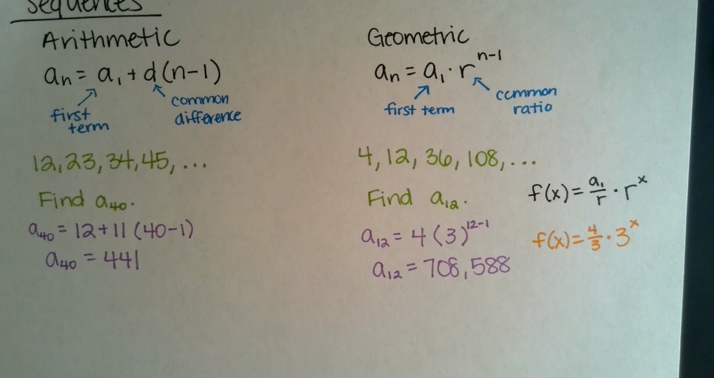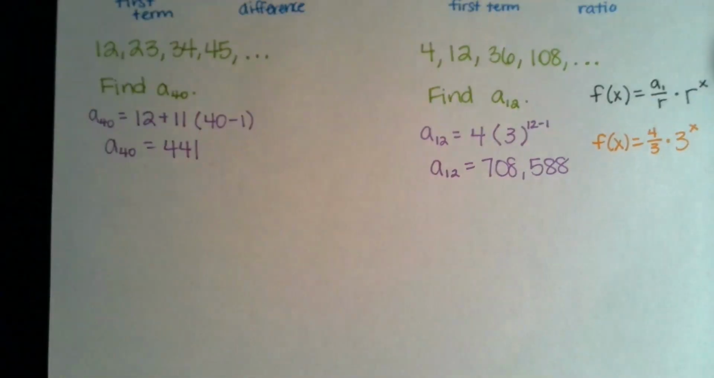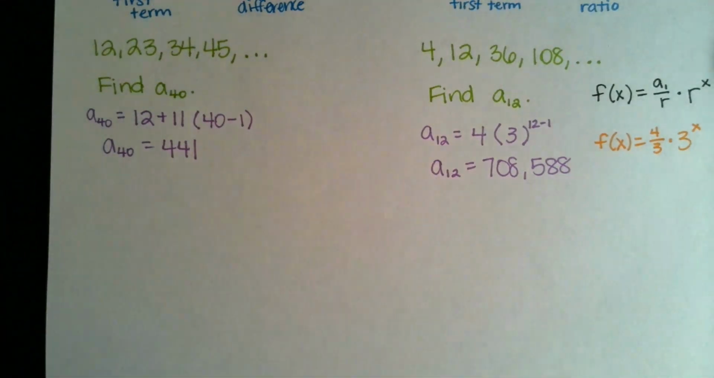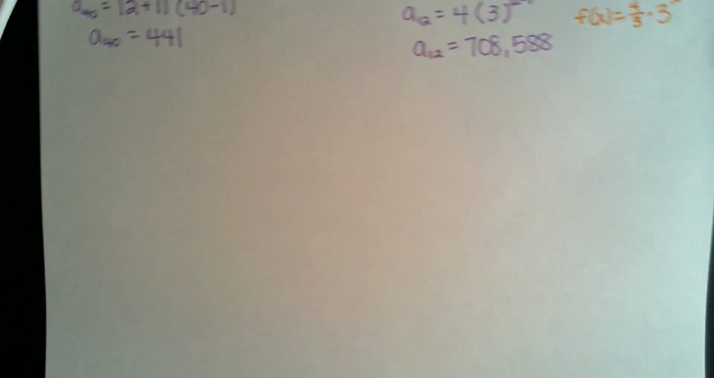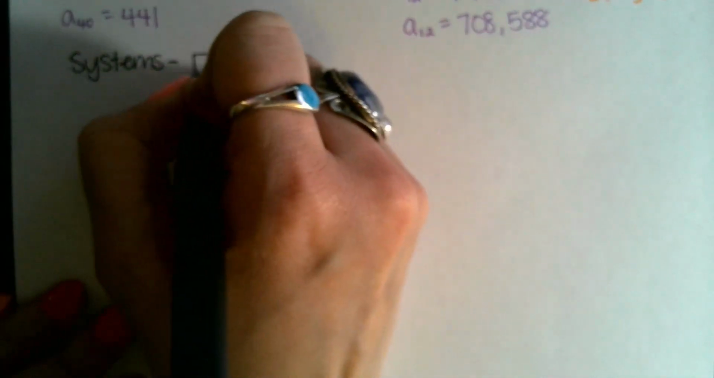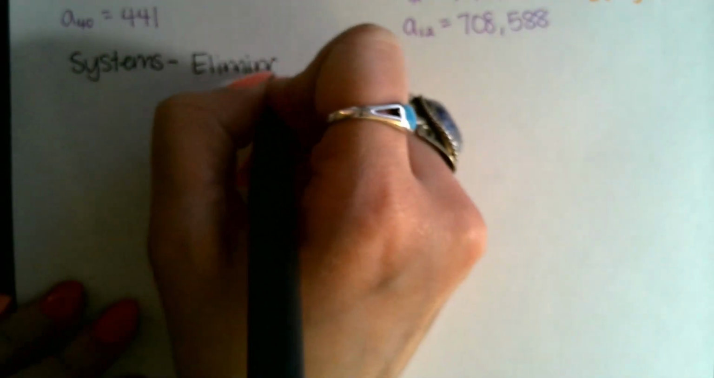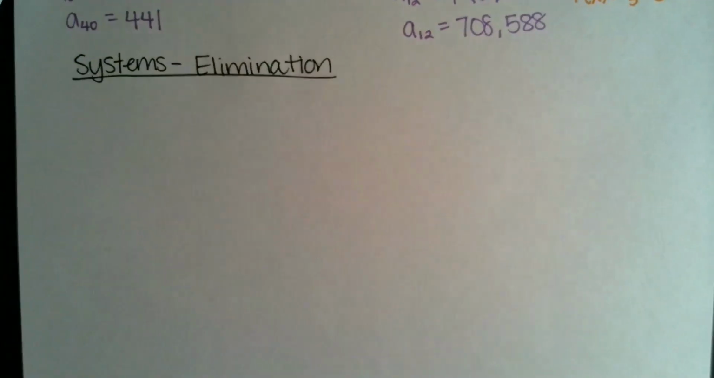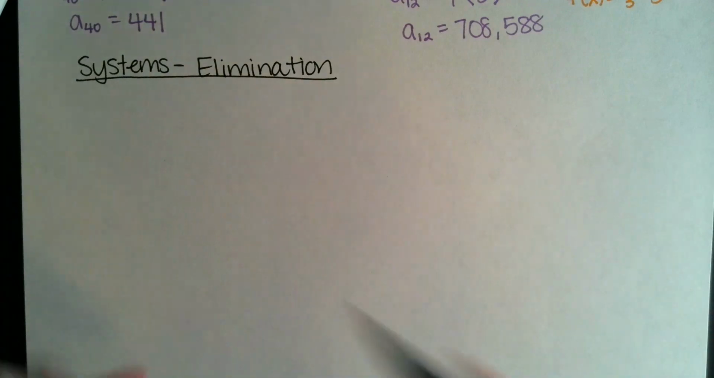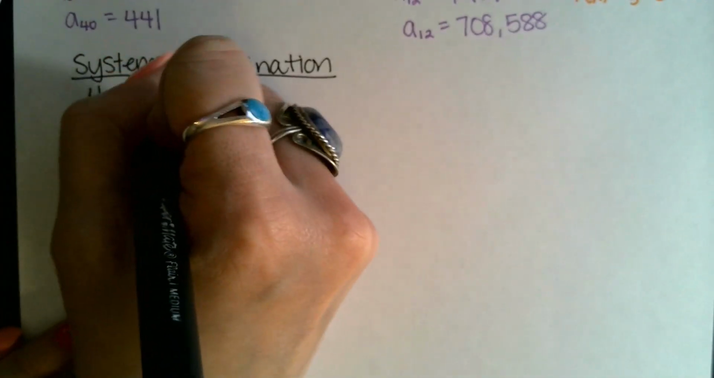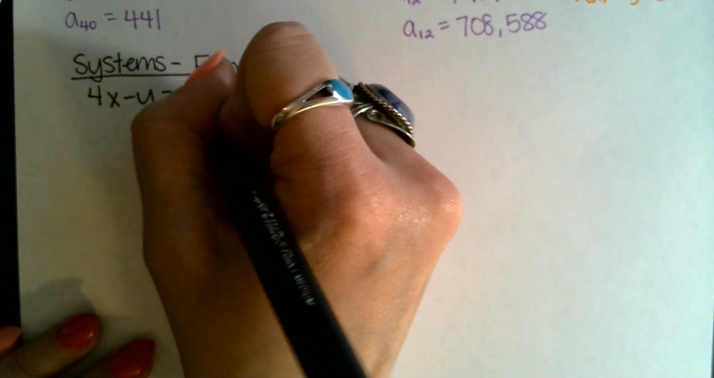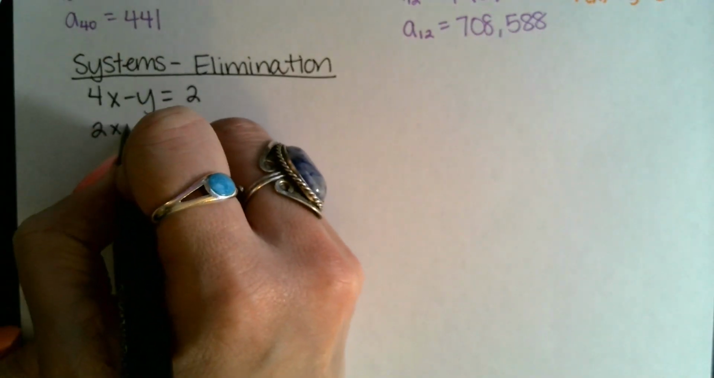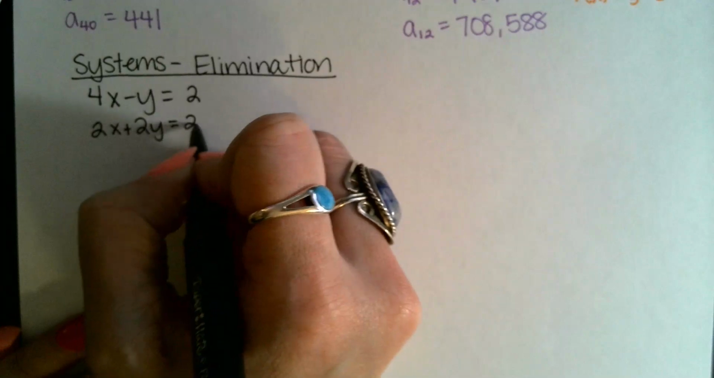Okay. Let's do systems next. That was the order that we went in. So, I have two things about systems. We're going to do elimination. Here we go. 4x minus y equals 2. And 2x plus 2y equals 26.